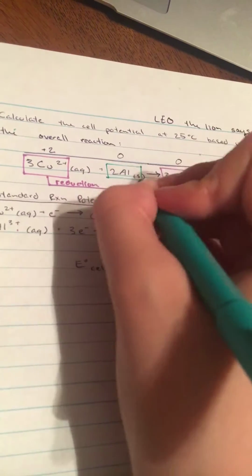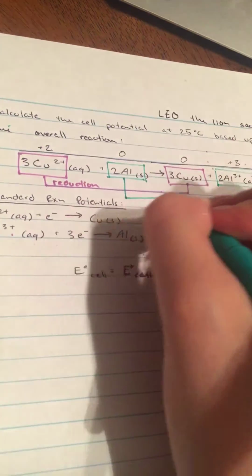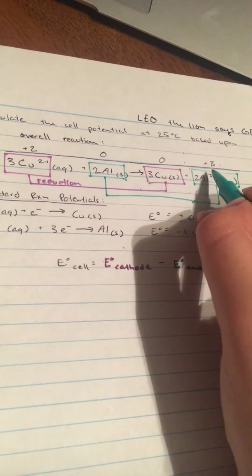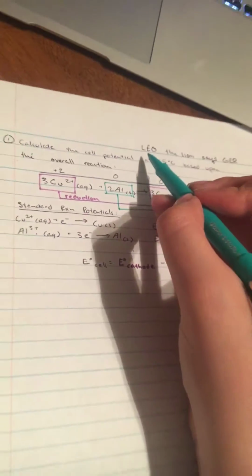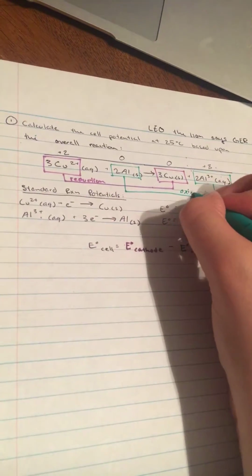And then for this one, we can see that we're going from 0 to +3, which means we're getting more positive, so we're losing electrons. So that's losing electrons: oxidation.